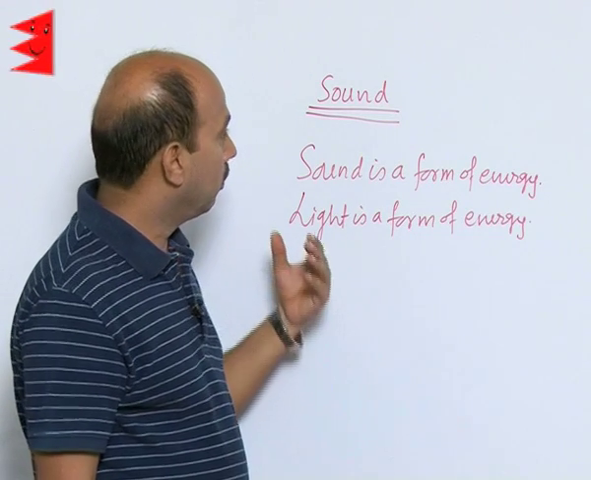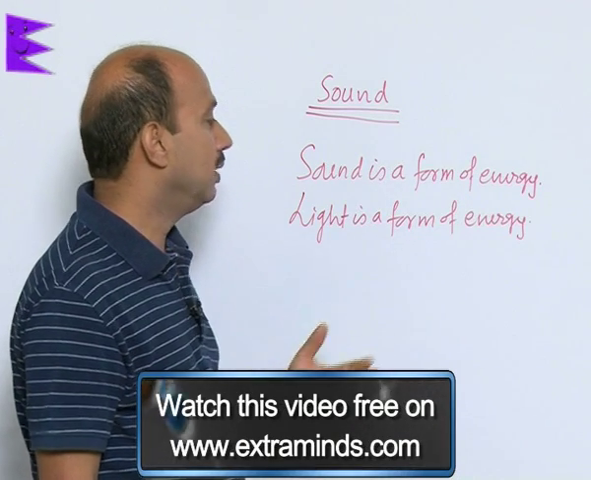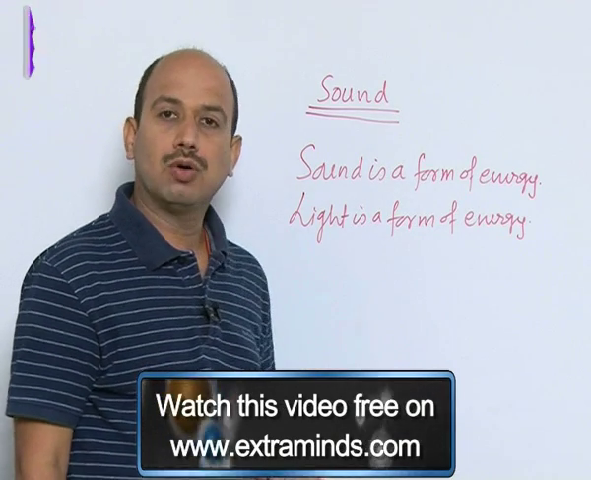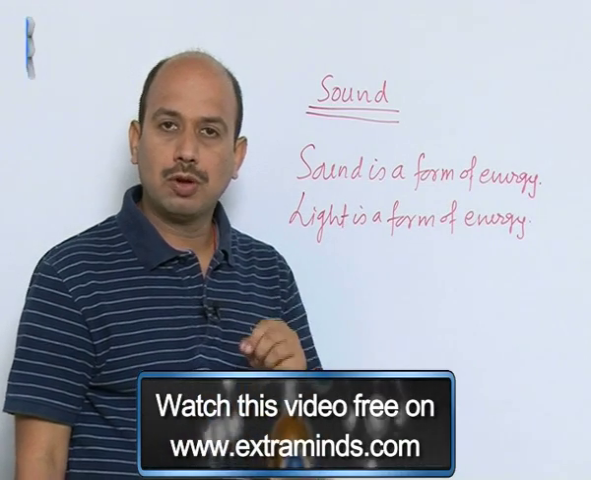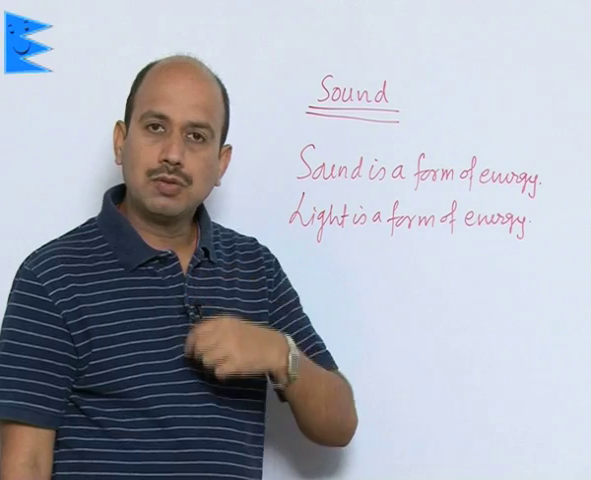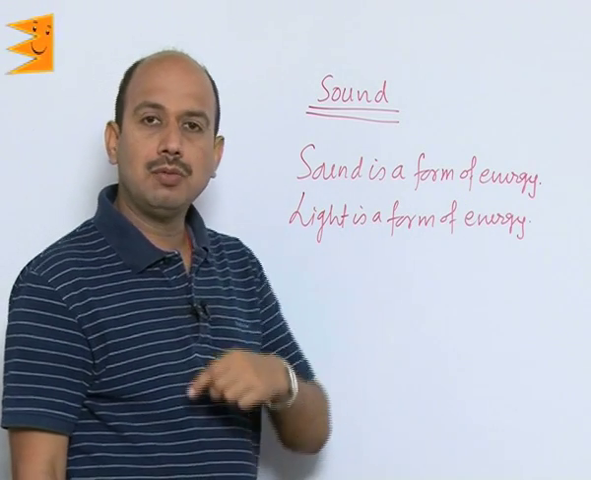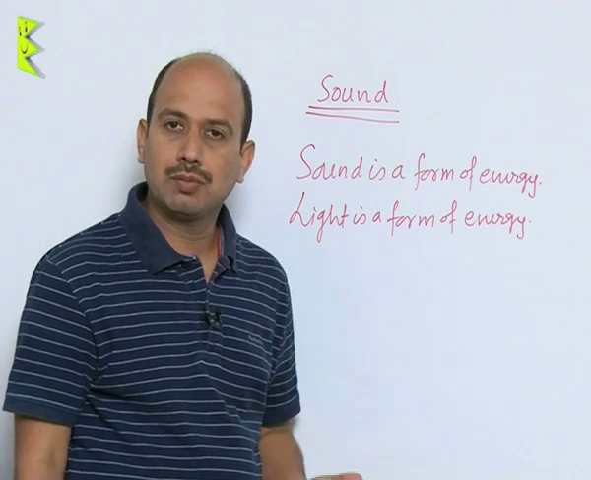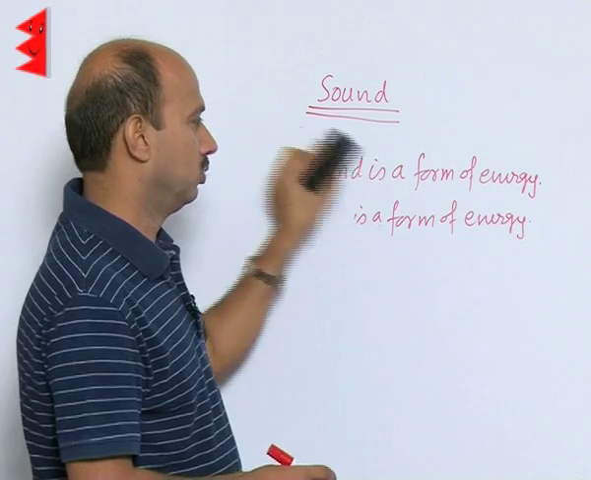So, whether the sound requires medium to travel or not, whether the light needs medium or not to travel, all these concepts we will be studying in this chapter. So, we have studied motion of the particle. When the particle moves along a line, that is called a straight line motion. When the particle moves in a circular path, we call it circular motion. Now, here we will be doing some different types of motion.